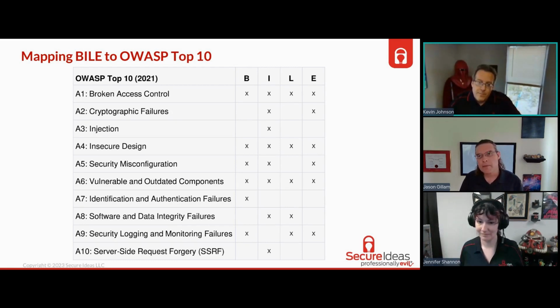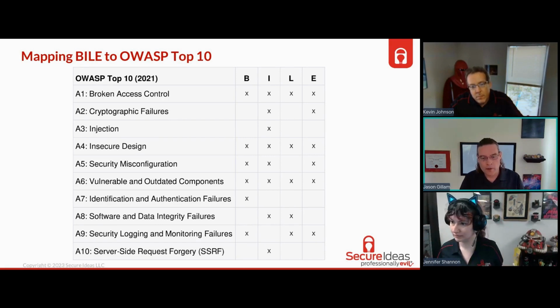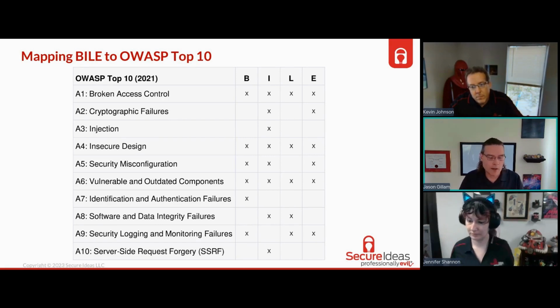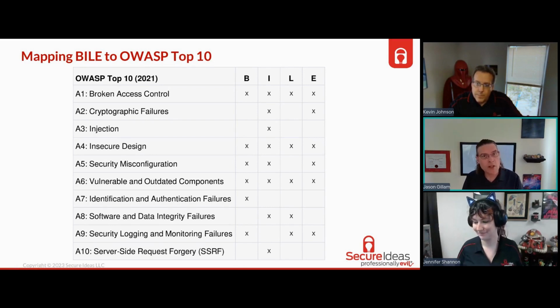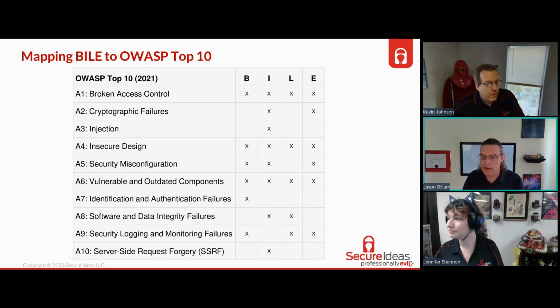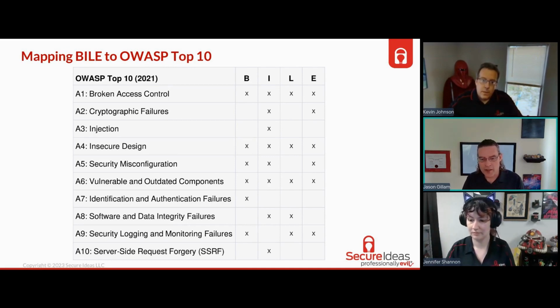That's a really good point. One thing I haven't looked very closely at yet, but I want to examine, is how BILE may fit into other projects that are ongoing at OWASP. One in particular is the OWASP testing guide. I think there's a lot of synergy there. If you haven't looked at the OWASP testing guide, it's very detailed.